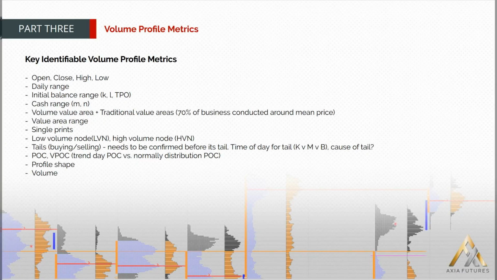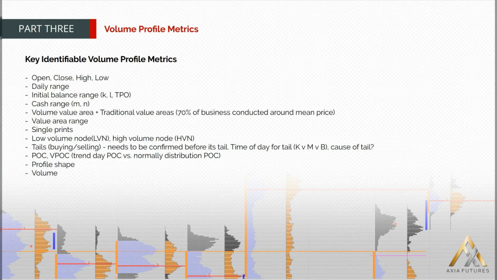Volume profile metrics. Here is an exhaustive list of the volume profile metrics you can expect to see not just in this module, but across all the modules as we go over this course. Do take note, whilst this list seems quite extensive and confusing, we will start to break them down individually over the next couple of slides. So what are the key identifiable volume profile metrics? The first is the open, the close, the high, and the low. As the name suggests, this is where the market opens on the day, where it closes on the day, the highest price traded on the day, and the lowest price traded on the day.